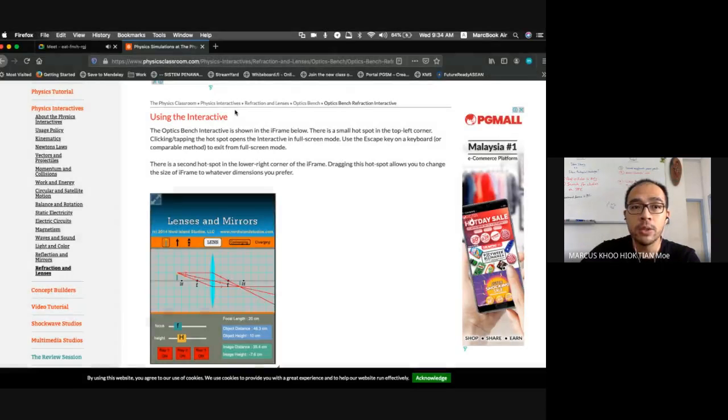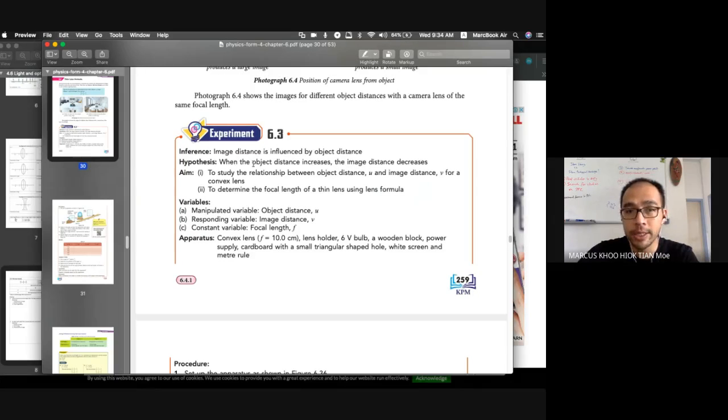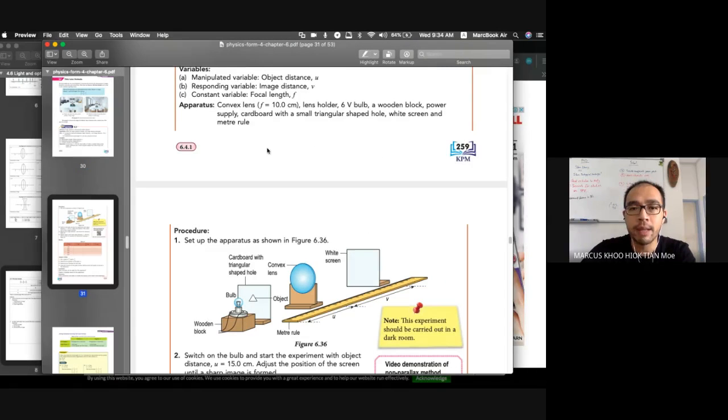Okay, I'm once again showing you the textbook. So that is the hypothesis that we want to study, which you should be able to prove, because you're using the virtual one anyway. The second one is to determine the focal length, and this one you can only determine by using the graph. So these are the variables, apparatus, and so on.